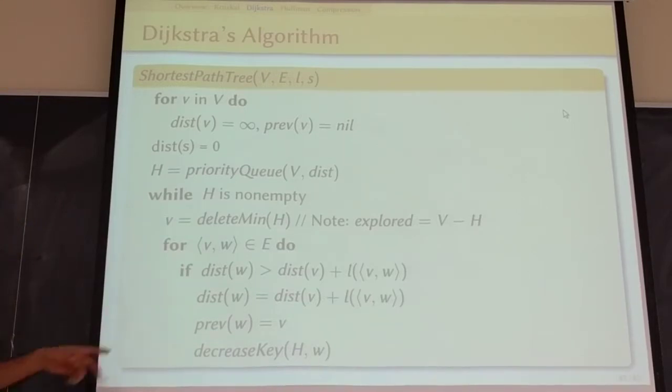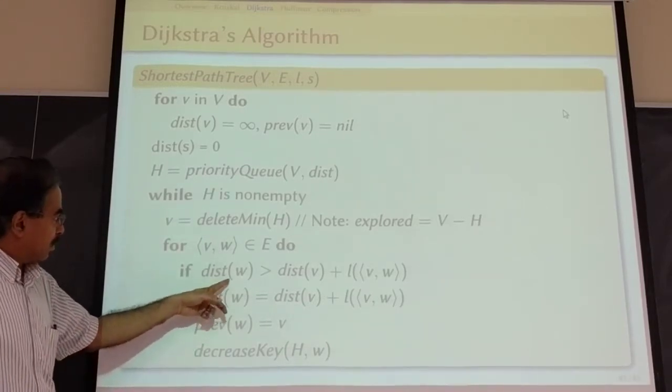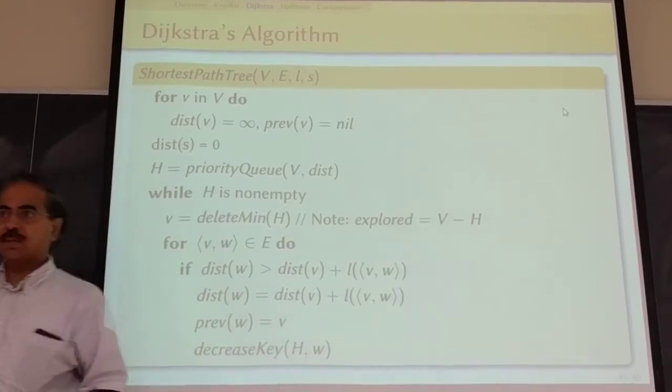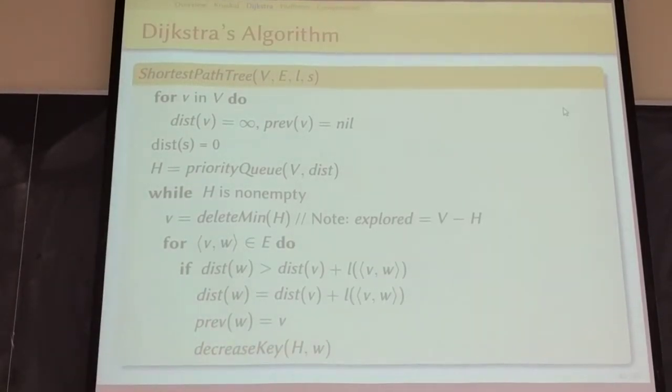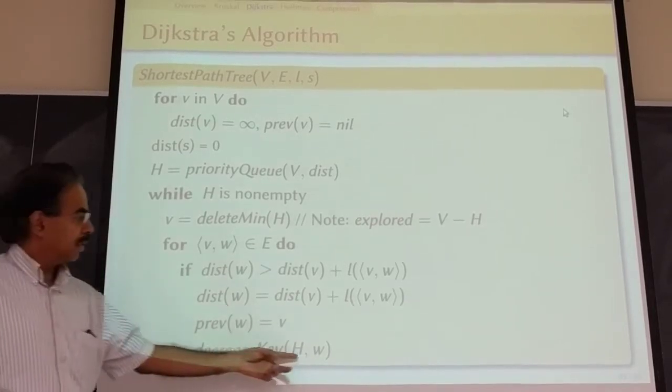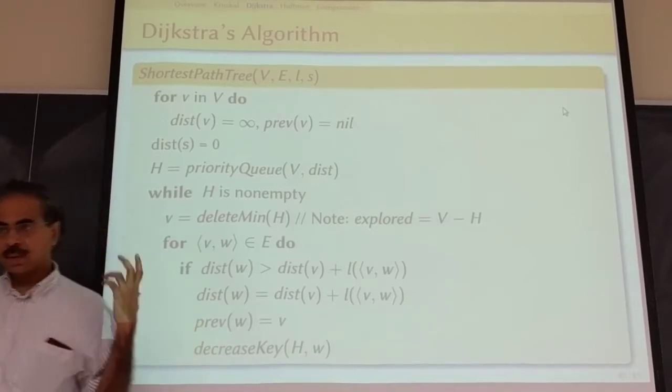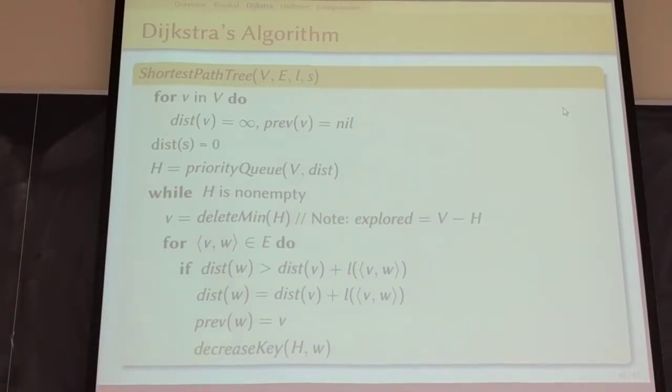And once you have done that, if the distance estimate actually decreased, then you need to adjust the heap, because the heap needs to return the elements in increasing order. So if one of the keys has decreased in value, you need to adjust the heap. As we know, adjusting a heap takes logarithmic time.